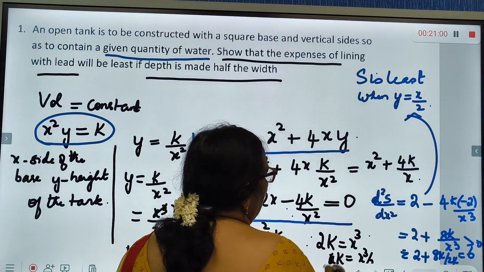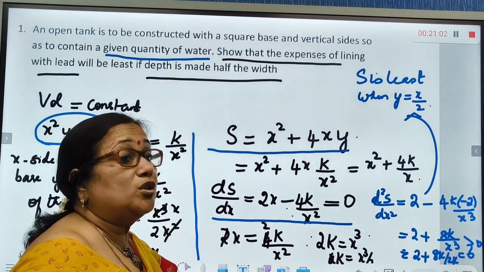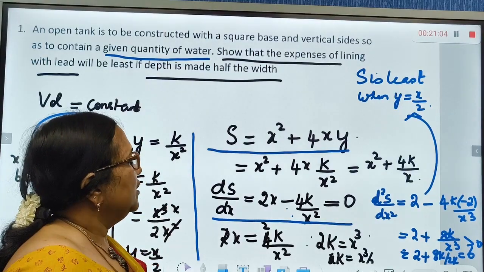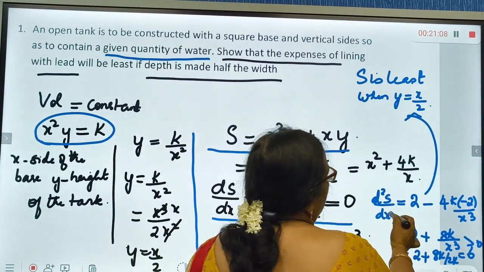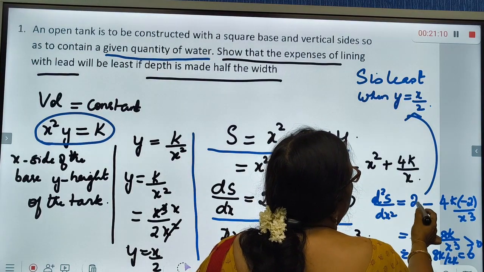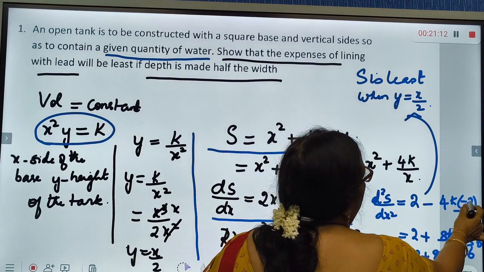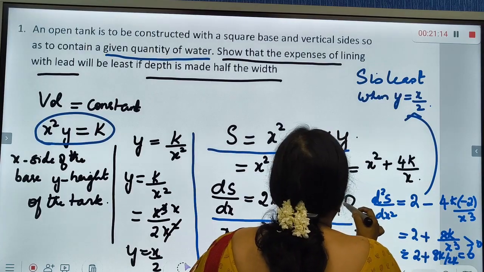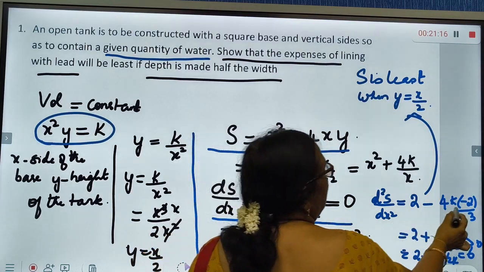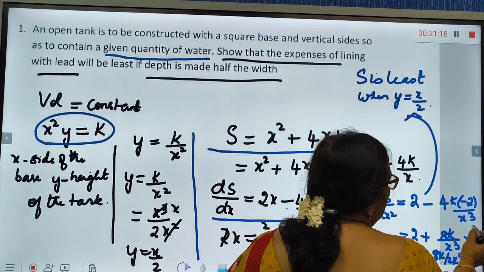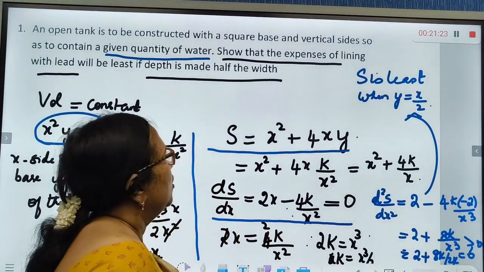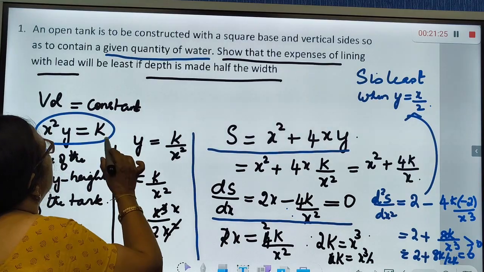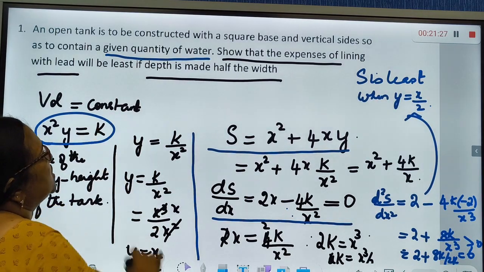X cube equal to 2k or x equal to 2k to the power 1 by 3 is the critical point. Is it really the critical point? How will you check? With the second derivative. Second derivative is 2 minus 4k into, I have to differentiate minus 1 by x square. The derivative is minus 2 by x cube. So both are positive. You can see it's greater than 0. Therefore, the surface area is the least.